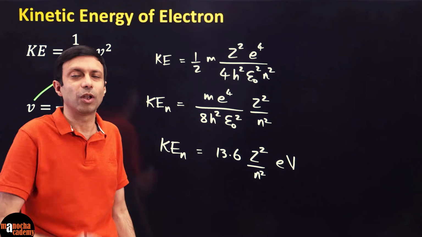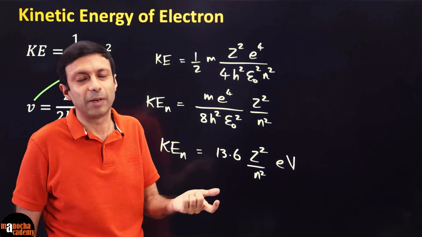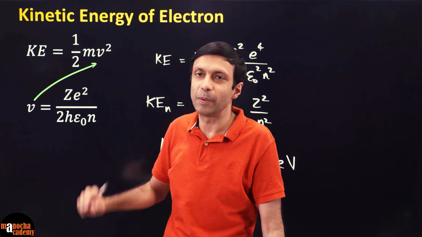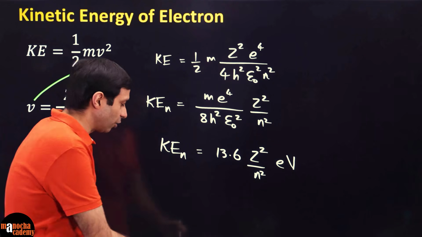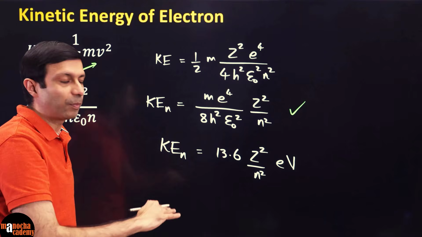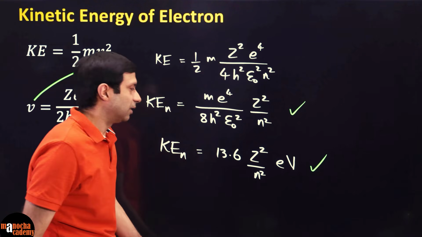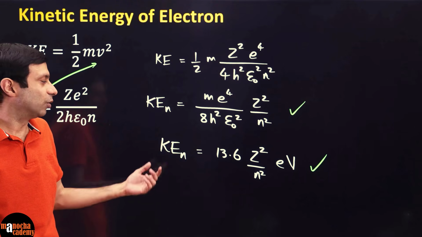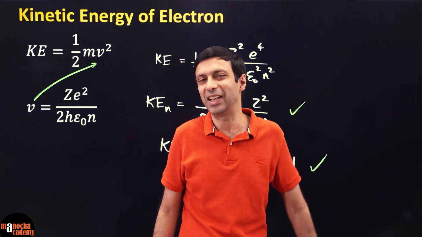It's a very small amount in joules because the mass of the electron is very small, right? Kinetic energy not only depends on the velocity, it also depends on the mass of the particle, the mass of the electron. So these are your important formulas for kinetic energy in the nth shell, the generic formula. And once you substitute the values, you get it in terms of Z square and n square. So this is your kinetic energy of the electron in the nth shell of the atom.